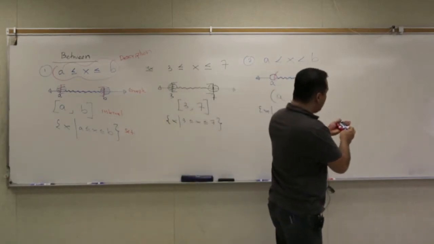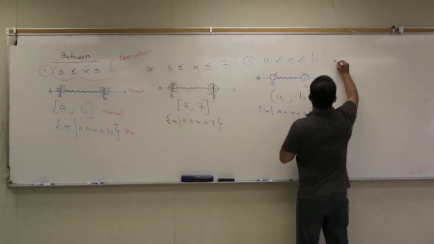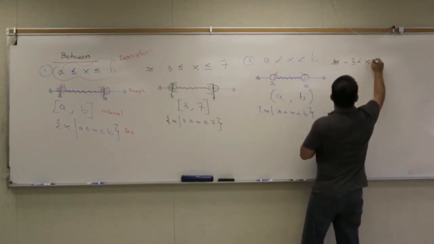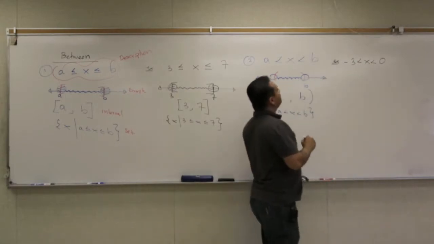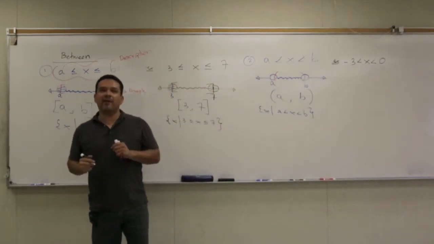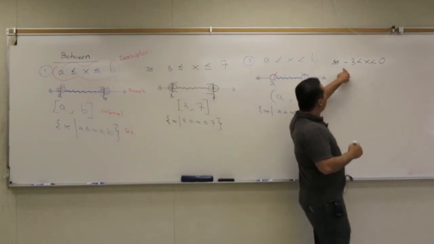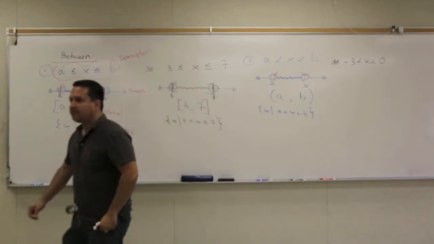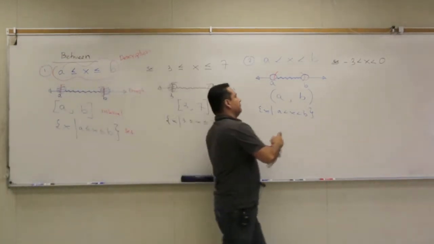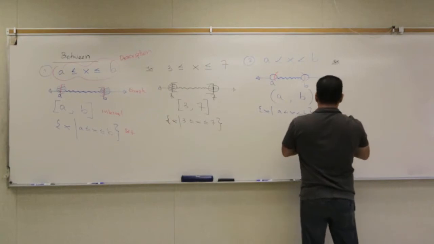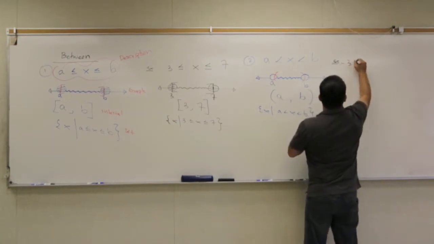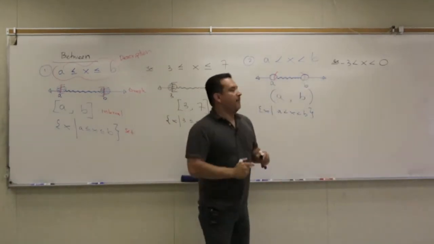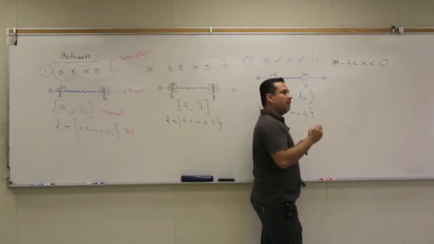Do we have enough space over here? Maybe. What if I gave you another example and said, can you graph -3 less than x less than 0? We'll fit it in over here. -3 less than x less than 0. What does the graph look like? Let's do the graph.